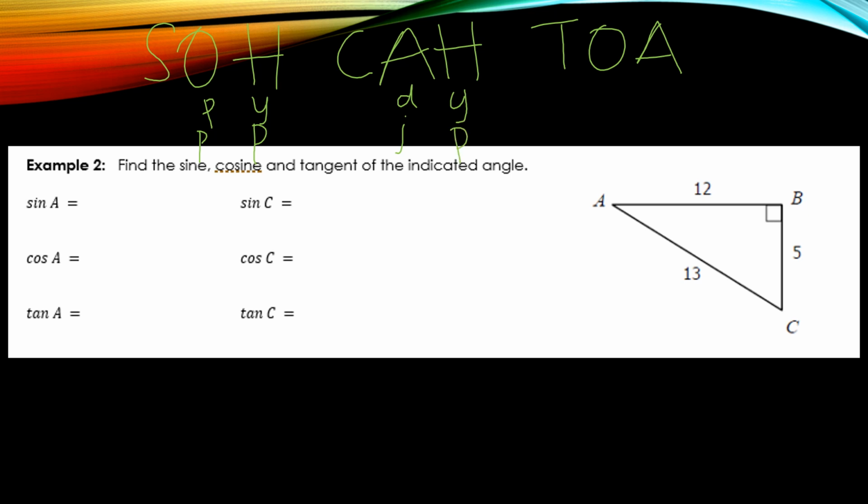T in TOA is for tangent, and that's opposite over adjacent. All right, so sine of A means we're going to look at angle A. And when we do the sine, we're going to do opposite from angle A, which is 5, and then over the hypotenuse, which is 13.